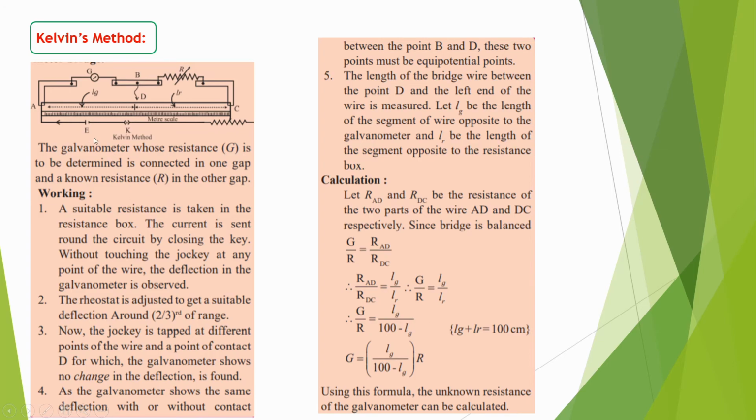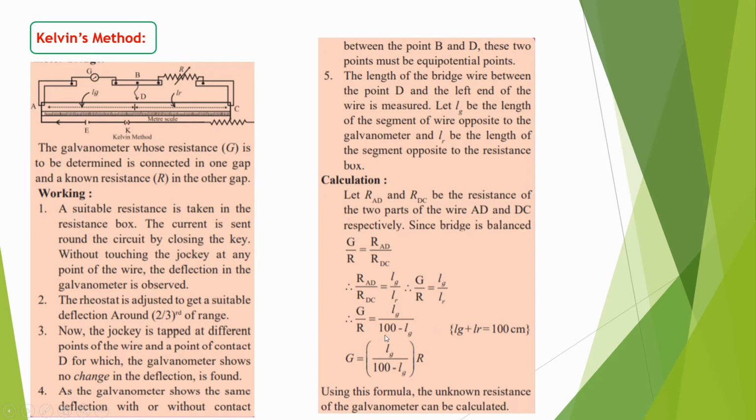Therefore G by R is equal to LG upon 100 minus LG. What is the total length? It is 100 centimeters, because that is 1 meter. So LG plus LR equals 100. In another way, LR is 100 minus LG.